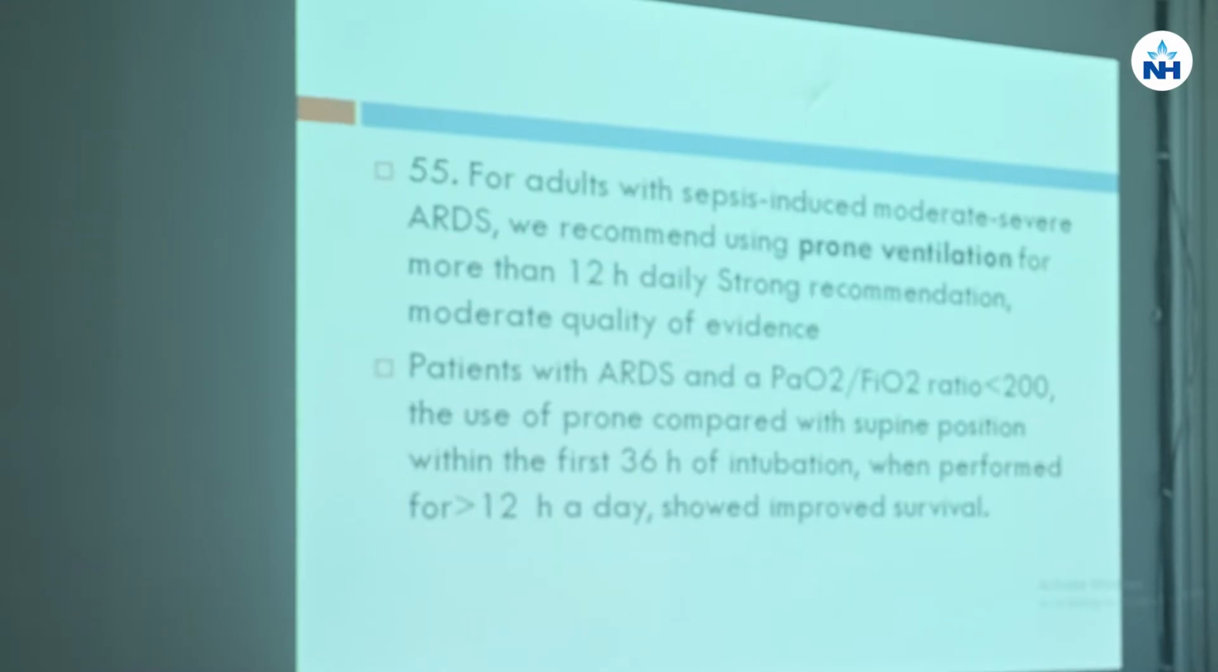For adults with sepsis-induced moderate to severe ARDS, we recommend using prone ventilation for more than 12 hours daily. It is a strong recommendation and moderate quality of evidence. In patients with ARDS and a PaO2 to FiO2 ratio less than 200, the use of prone compared to supine position within the first 36 hours of intubation, when performed for more than 12 hours in a day, should improve survival.